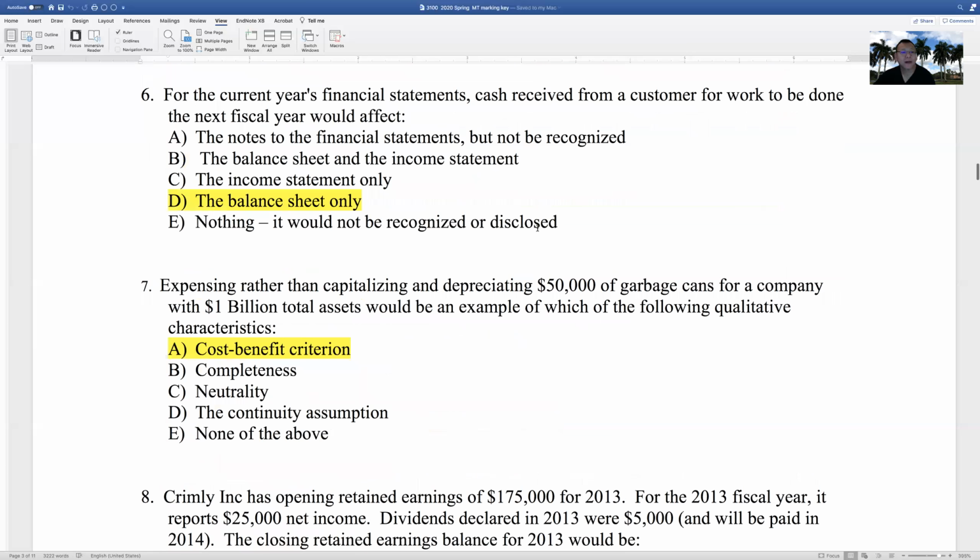Question 6. For the current year's financial statements, cash received from a customer for work to be done the next year would affect, the answer is the balance sheet only. Think about the journal entry. In the current year, you received the cash, and the work has not been done yet. So you debit cash, credit unearned revenue. Cash is an asset, unearned revenue is a liability. So this journal entry only affects assets and liabilities. Therefore, it only affects the balance sheet.